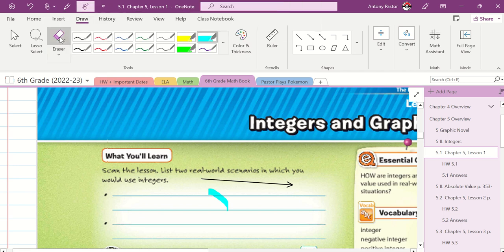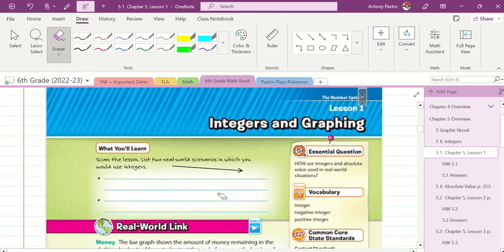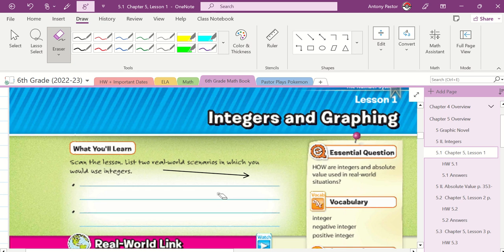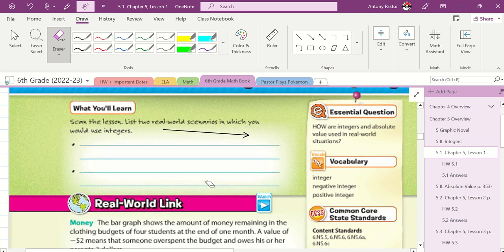And that's not what I wanted to do. There we go. So we're going to be dealing with integers and graphing. Our vocab today is going to deal with integer, negative integer, and positive integer, which we just went over. If for any reason we went too fast, you may want to go back and add that in.